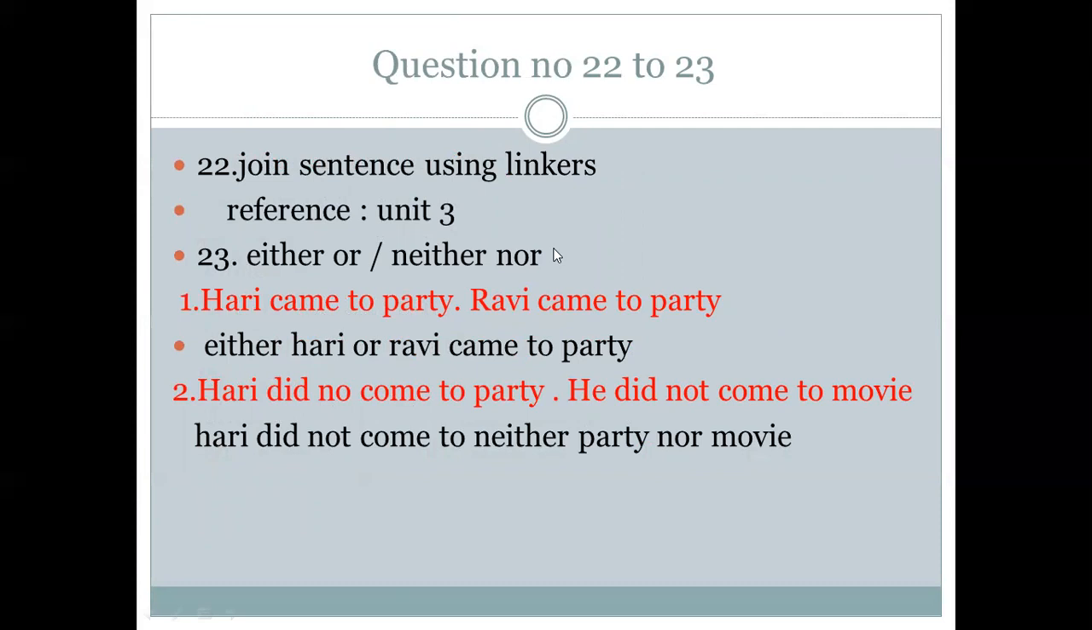And the 23rd question is related to either or and neither nor. Hari came to party, Ravi came to party. So here Hari and Ravi are different, and came to party is the same. So we have to use either before the name. So either Hari or Ravi came to party. And Hari did not come to party. He did not come to movie. So Hari was the same and party and movie were different. So Hari came to neither party nor movie.